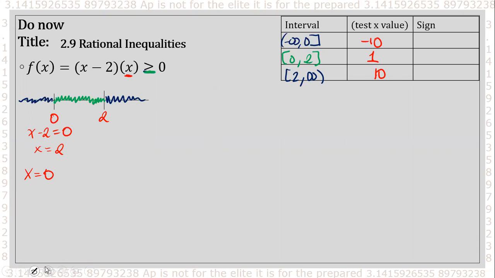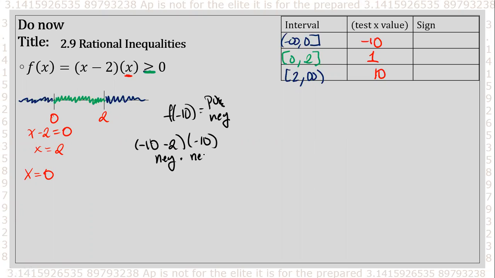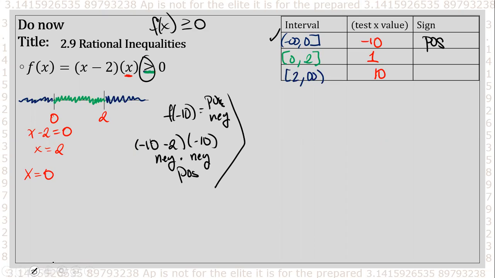All we have to do now is test these values into our function. So I'm going to check f of negative 10. Will it give me a positive number or a negative number? Hopefully that's not that bad. If we substitute negative 10 into our function, negative 10 minus 2 times negative 10, that just gives me a negative times a negative, and that will be a positive. Okay, and according to this, we want when the function is greater than or equal to 0, so we want the positive. So this should be one of the solutions, and the next one is going to be right here with our test value of 1.